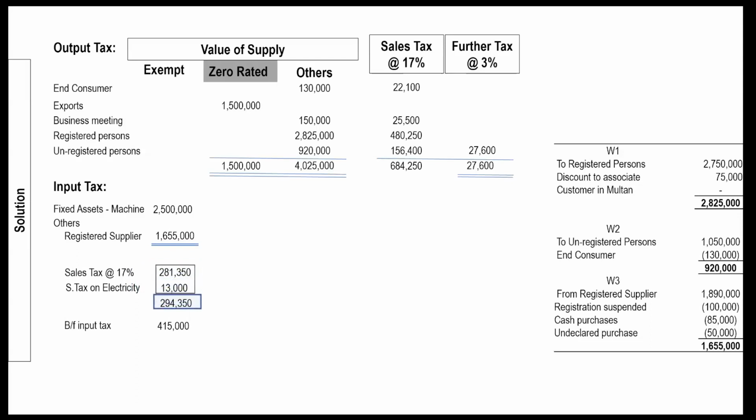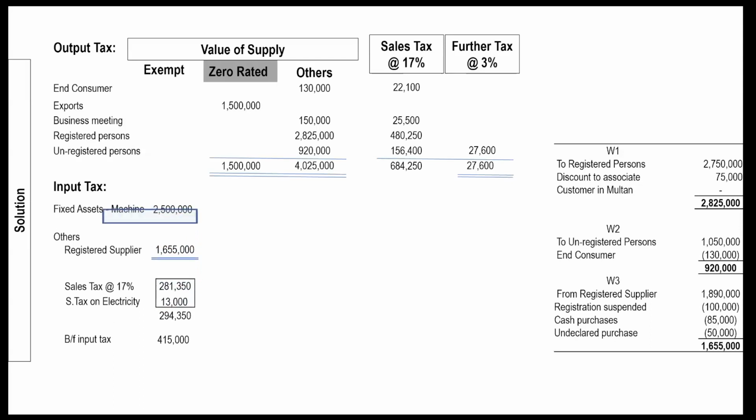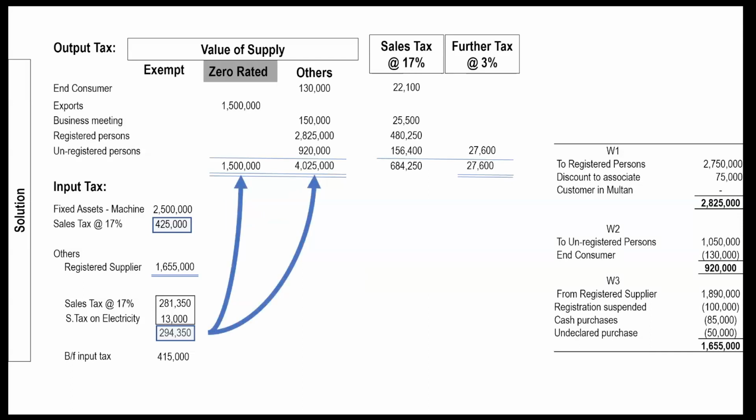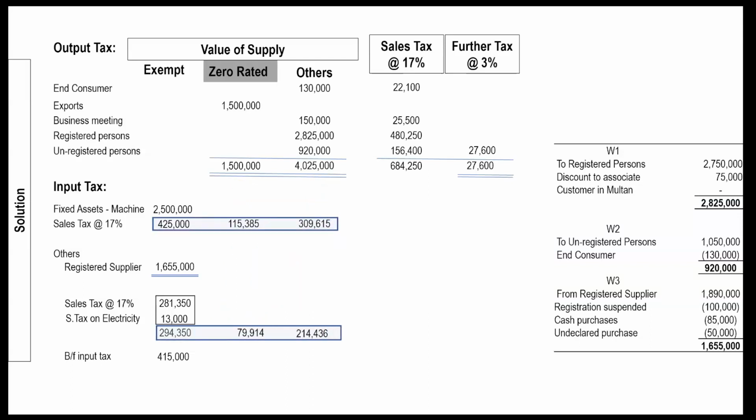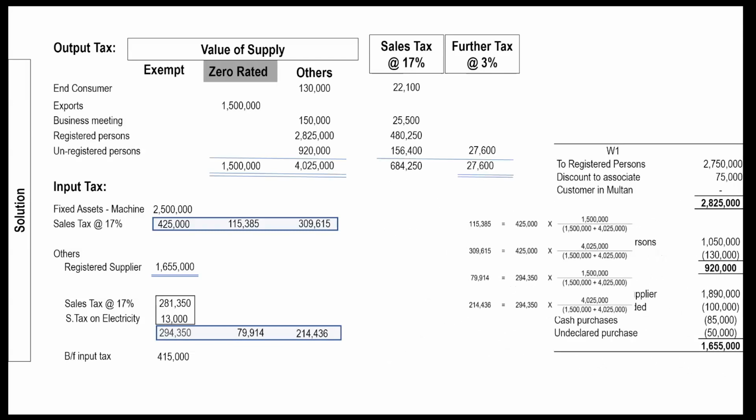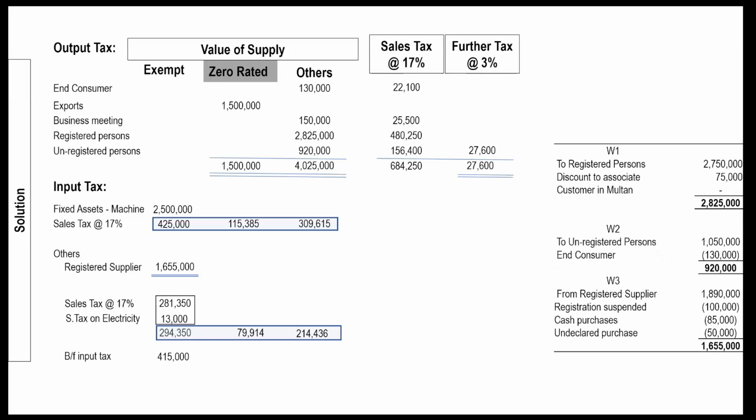Now we move to fixed assets. Calculate sales tax at 17%. Sales tax is Rs 425,000. Now we have 2 sales taxes of current tax period. Sales tax on fixed assets should be distributed between 0-rated and others. Similarly, others input tax should also be distributed between 0-rated and others. Let's do the calculations. Do you know how these figures have been calculated? Ask your confusion in comments section. We will be happy to answer it.